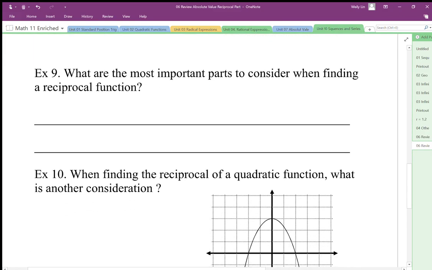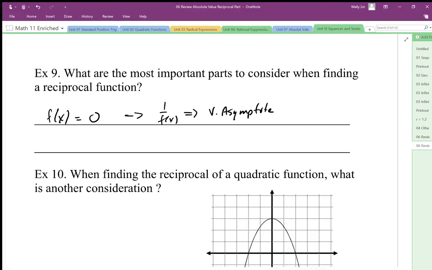So what's the most important part when considering reciprocal functions? Well, the most important part is when f of x equals 0, because that gives 1 over f of x as our vertical asymptote. Okay, so that's the most important part. The other parts we can consider are the reciprocal relationship. As the y goes towards the x-axis, the reciprocal goes away, and vice versa.